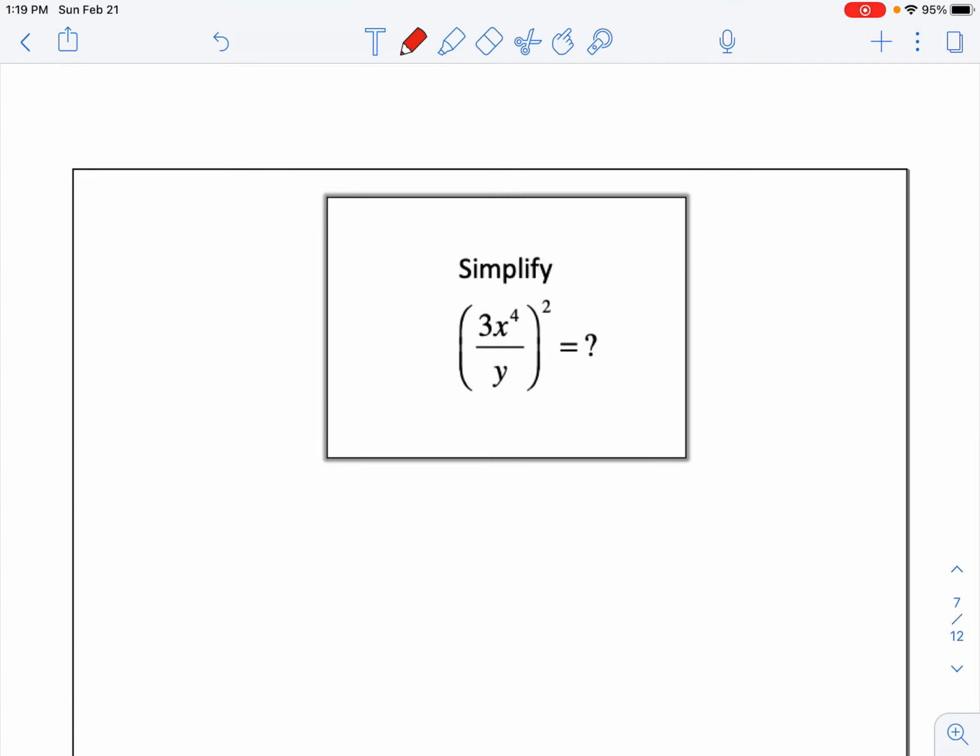All right, now we have a fraction raised to a power. So this entire thing is being raised to the 2nd power. So again, what I need to do is I need to take all of this and raise it to the 2nd power. And then I need to take this and raise it to the 2nd power.